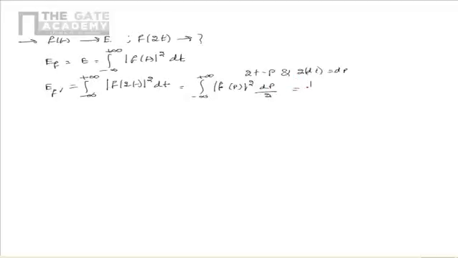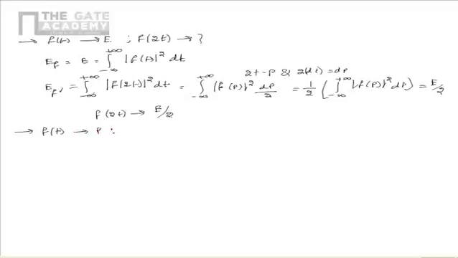So this can be written as half multiplied by integral from minus infinity to plus infinity of mod of f of p whole square dp. This is equal to E by 2. Therefore, the energy of the signal f of 2t is equal to E by 2. Now, let us consider another problem. Suppose there is a signal f of t which is of power P. Now calculate the power of the signal f of 2t.